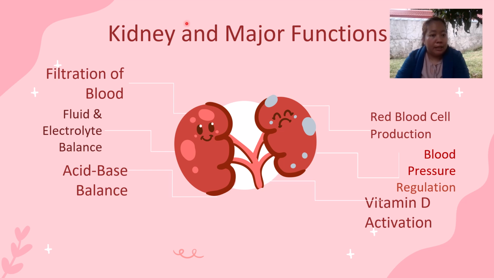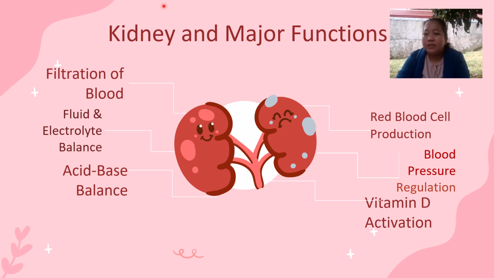Fluid electrolyte balance. Usually, they regulate the body's fluid levels and maintain the balance of electrolytes like sodium and potassium. It regulates water, sodium, potassium, and other electrolytes. Acid-base balance. The kidneys help maintain the pH balance of the body by excreting hydrogen ions and reabsorbing bicarbonate. It maintains a healthy pH level in the body.